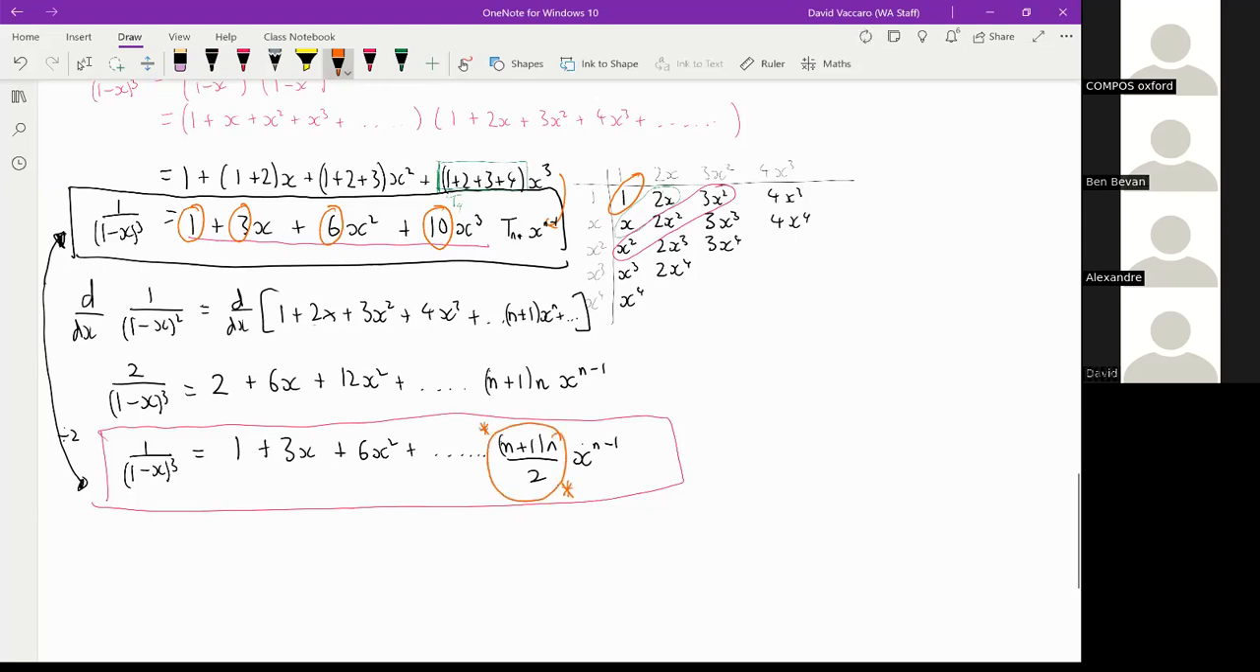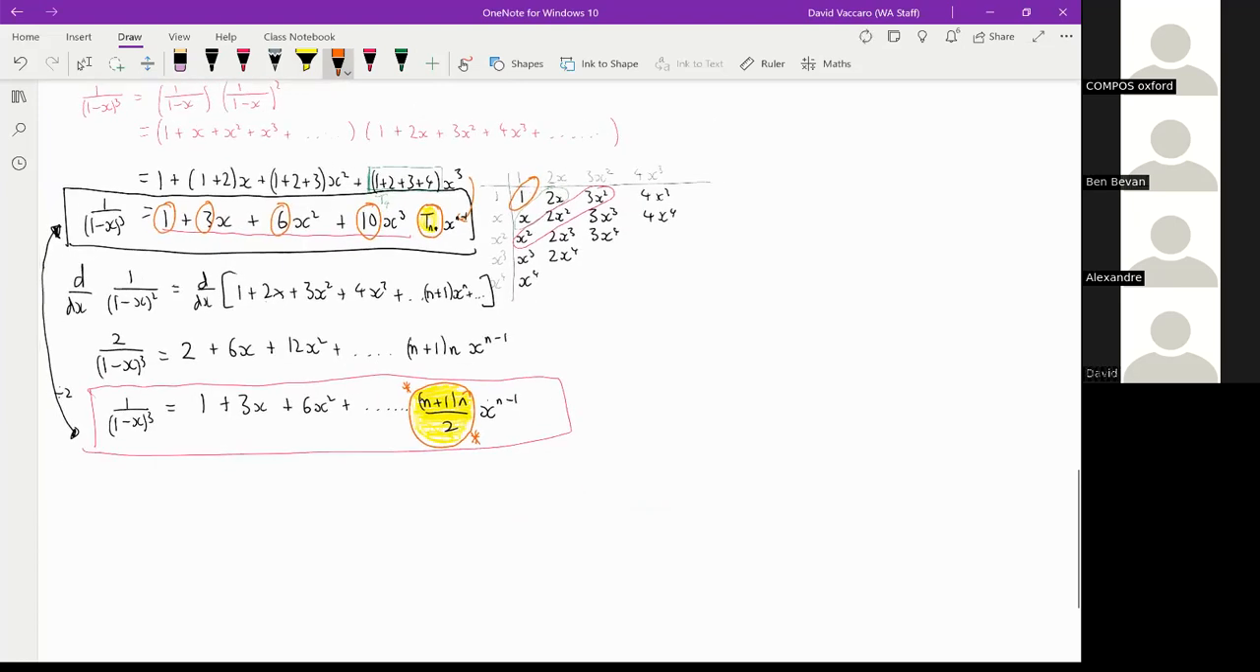So what does that tell me about this term here? Well, this is the coefficient of x^(n minus 1). So what I've just proved is that the nth triangle number is n times (n plus 1) over 2.